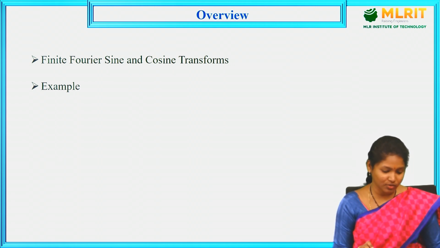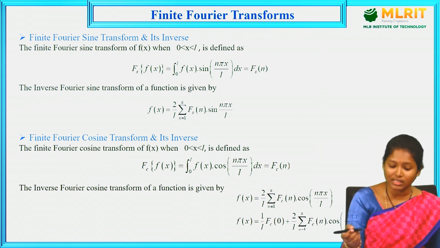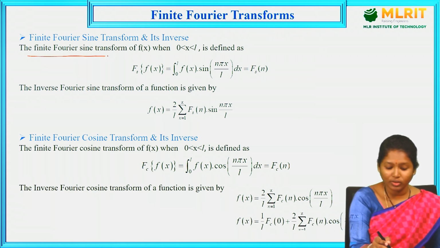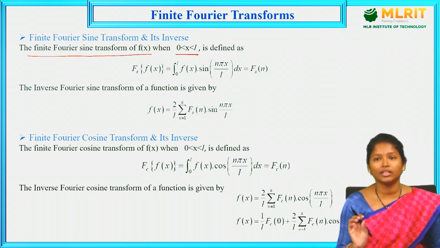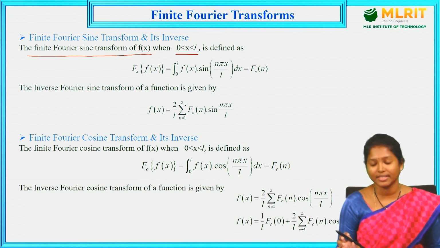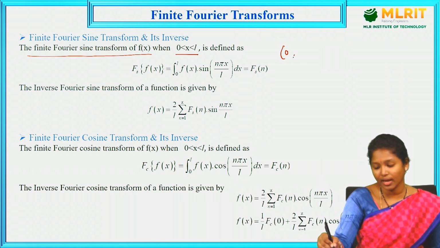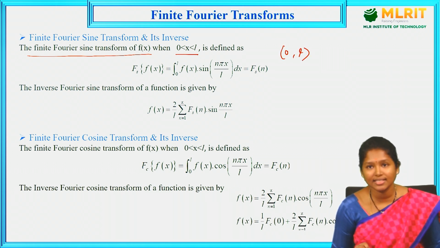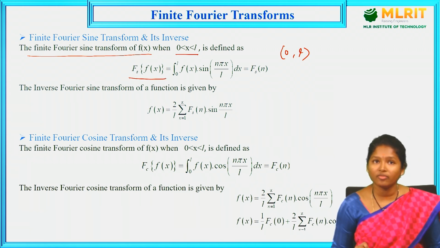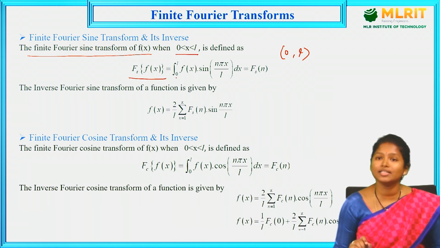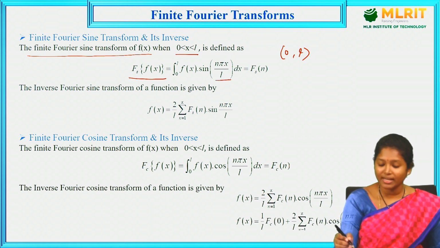The formulas for the finite Fourier sine transform and its inverse: the finite Fourier sine transform of f of x. Finite means it is bounded between two limits. Here I am taking 0 and L, that is 0 to L. Here 0 less than x less than L is defined as Fs of f of x equal to integral 0 to L f of x sine n pi x by L dx.